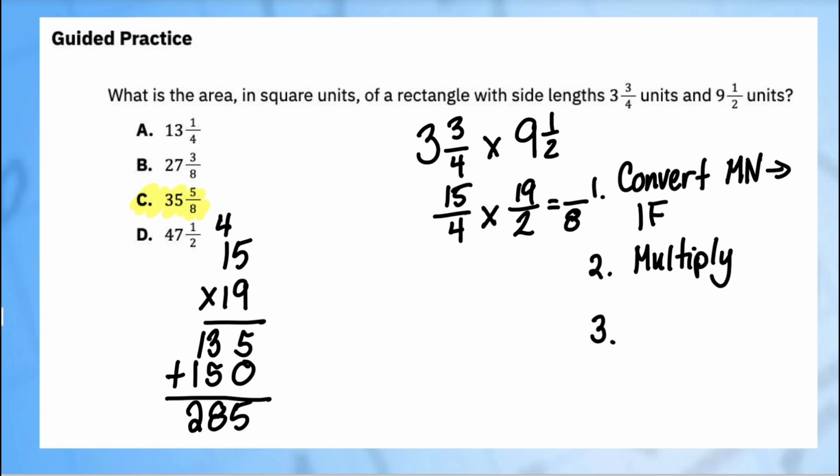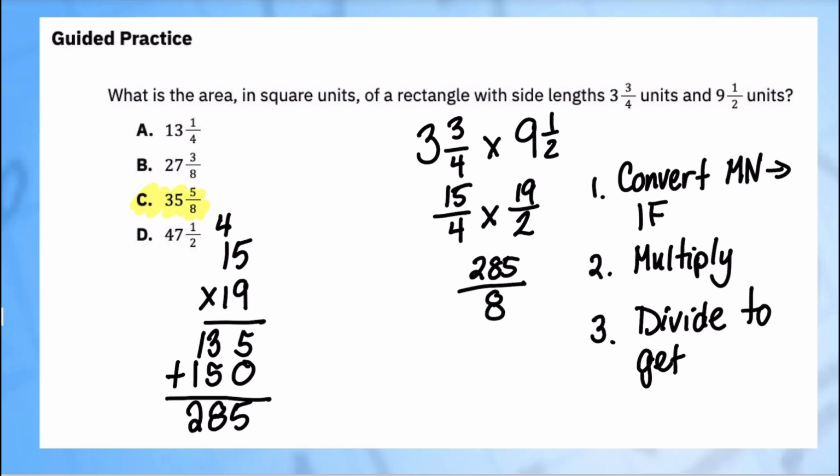Let me give myself a little bit more space because sometimes I didn't do that. I don't like that I did that. So let's give myself a little bit of space. I had 285 over 8. So check and see if you got that number, that fraction when you multiplied. So that's my second step. And now my final step, I have to divide to get my mixed number back. I can't leave it improper, so I have to divide again.